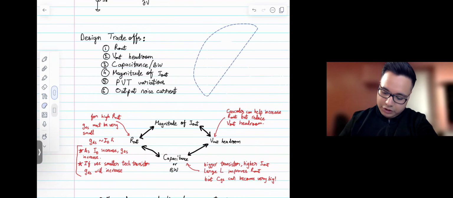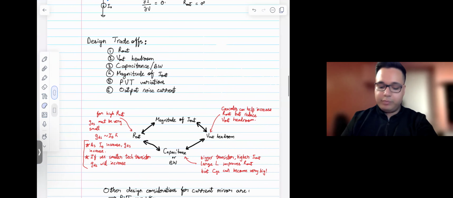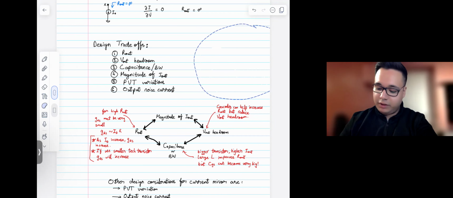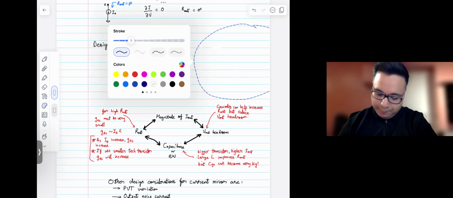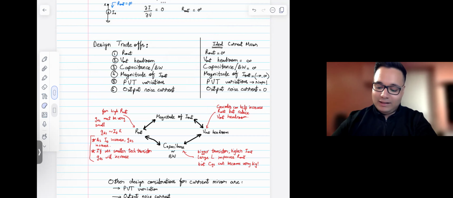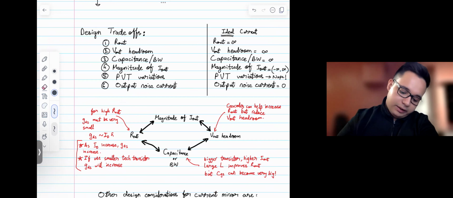So now I want you to think, for each one of these different parameters that I mentioned, the six of them, for an ideal current source, what would be the values, or what would these parameters look like? You can pause the video here if you want. So essentially, this is what an ideal current source would look like, or an ideal current mirror.